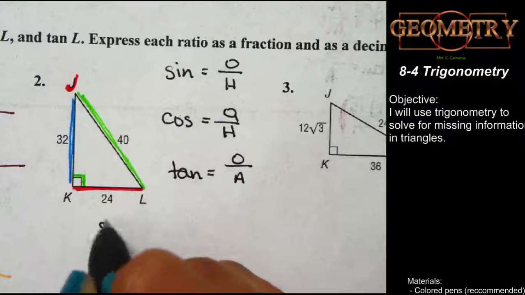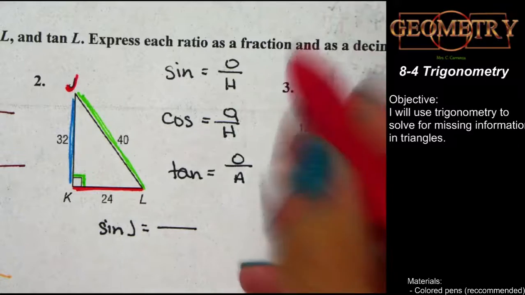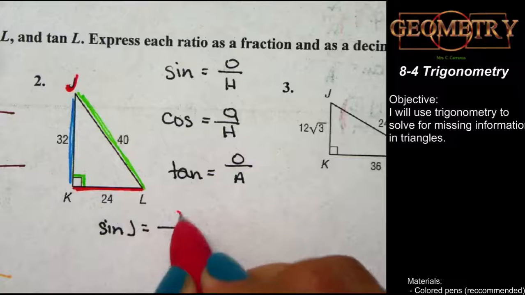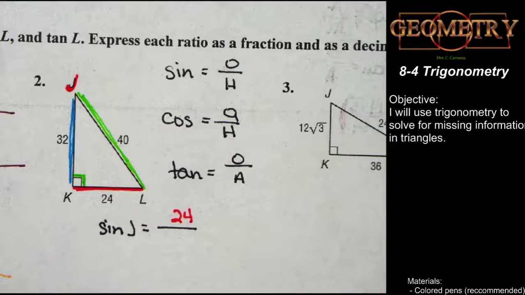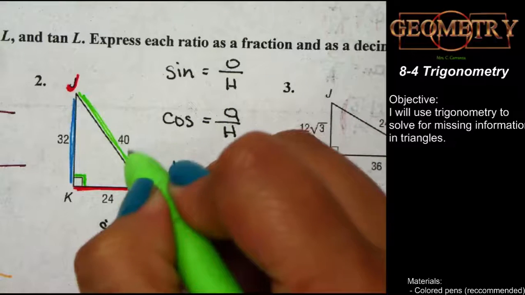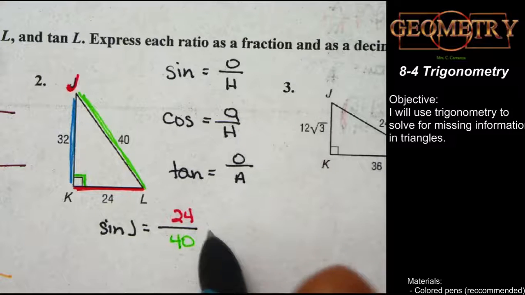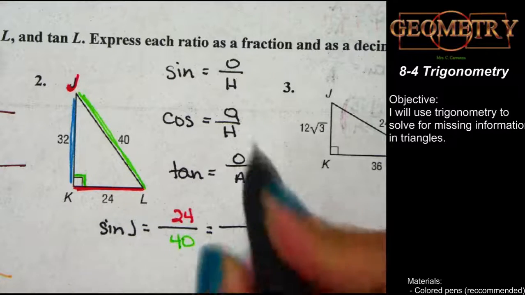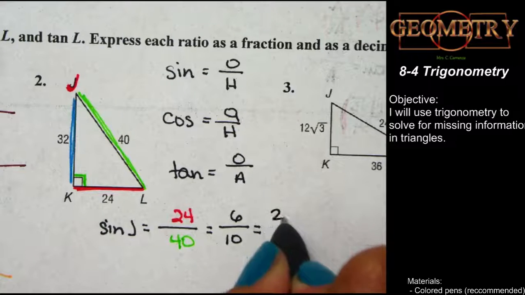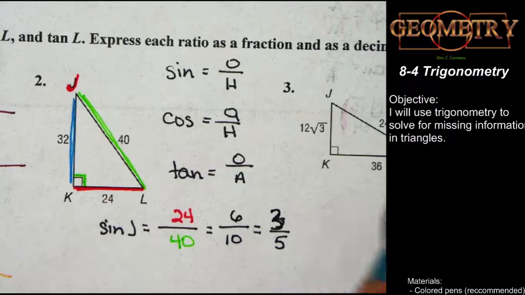Now, if I want to find the sine of angle J, I'm going to look for the side opposite the angle, which is this one right here. 24 is its measure. And I'm going to divide that by the hypotenuse of my triangle. Here's my hypotenuse, 40, and I'm going to reduce that, divide both sides by 4. That gives me 6 over 10, and if I divide by 2, I get 3 over 5. I almost wrote 2 there, sorry.